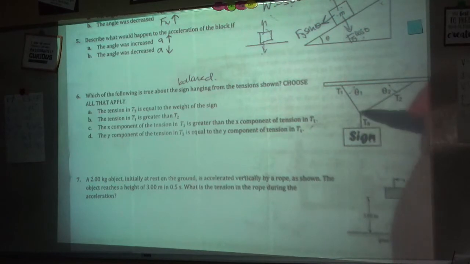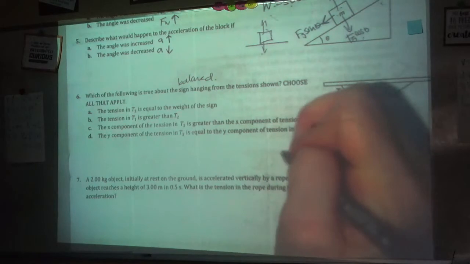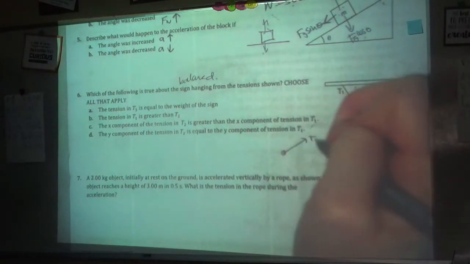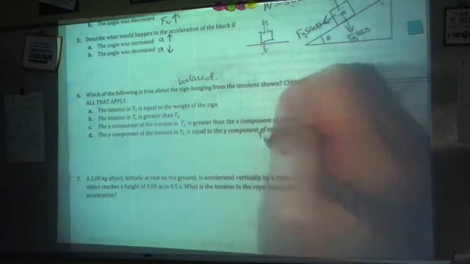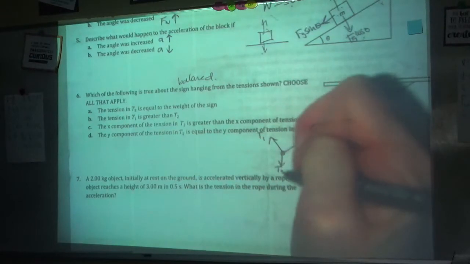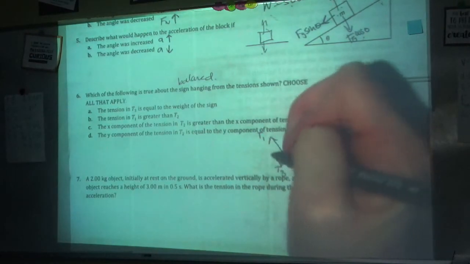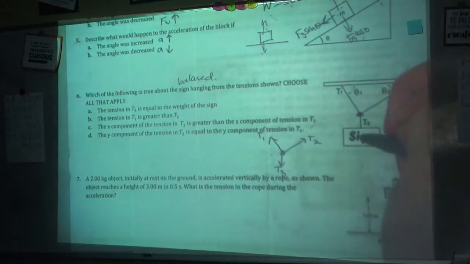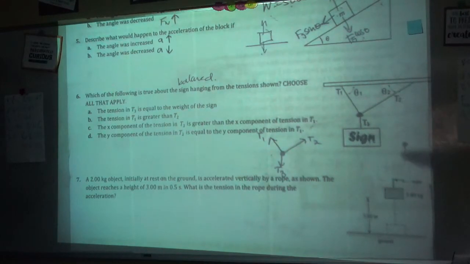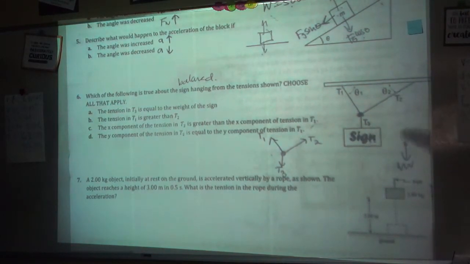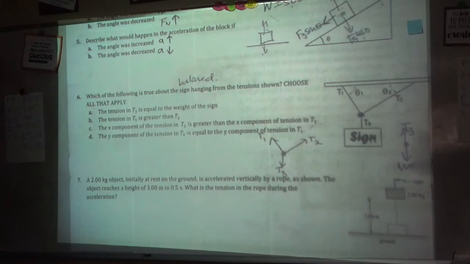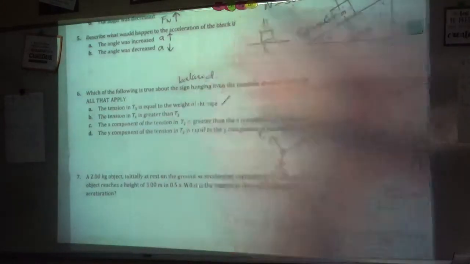So let's think about, if you were to draw your free body diagram at this knot right here, you would have T2 going this way, you would have T1 up here, and T3 down right here. So we know that these would all be equal. If you were to draw the free body diagram of the sign, you would say, okay, I have some weight, and then I have T3 holding up the sign. So that means if it's just hanging here, the T3 has to be the weight of the sign. So yes, that is true.